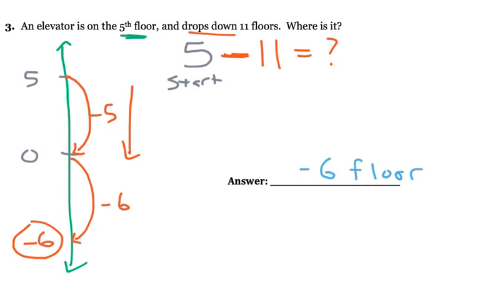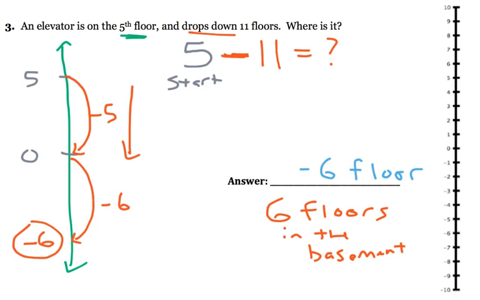And you should know that I might ask you for the answer like negative 6, or you might have to say 6 floors in the basement. And just know that that's the same as a negative 6. A quick check on our closed number line. If I start at 5 and go down 11, I got 1, 2, 3, 4, 5, 6, 7, 8, 9, 10, 11 would get us to negative 6.